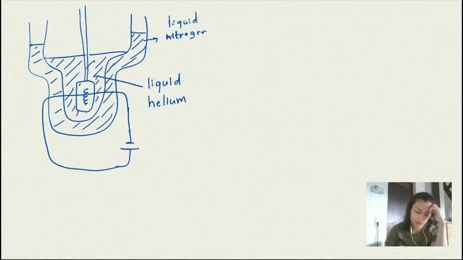Okay, so we can go into the detail that, for example, if this is a coil, it's actually measuring the difference between the voltage of these two: this is a reference temperature, and this is a coil temperature.